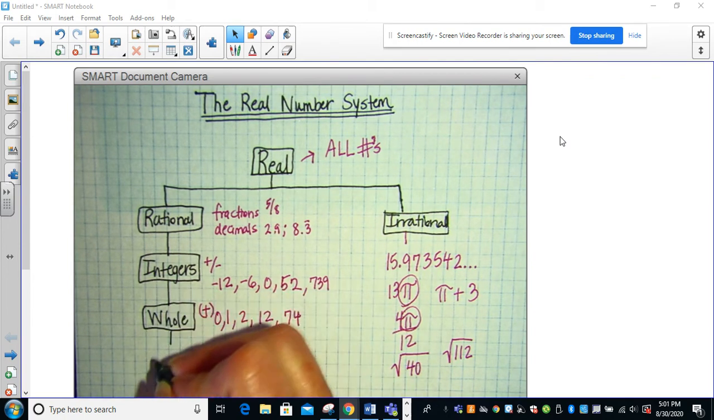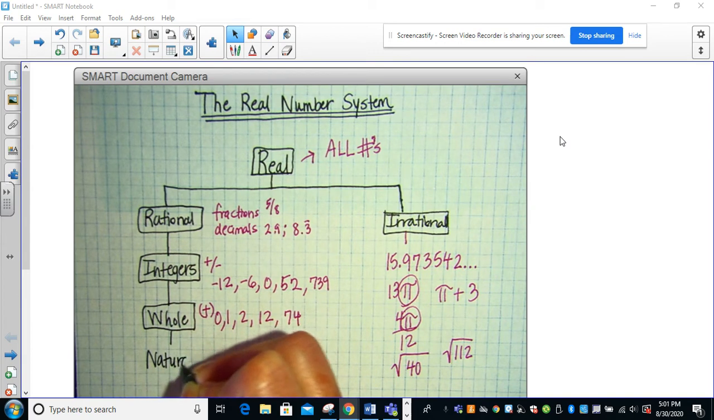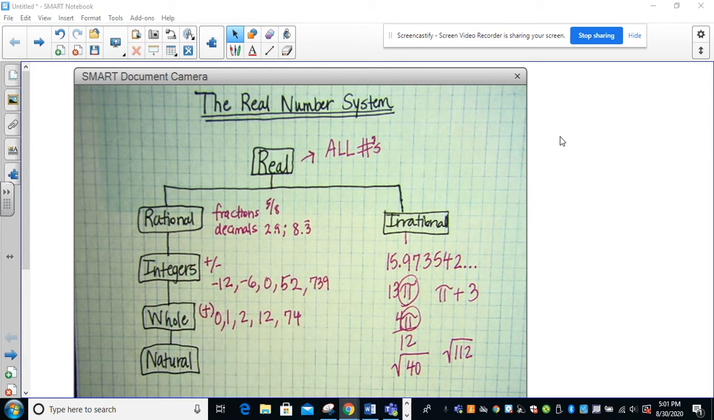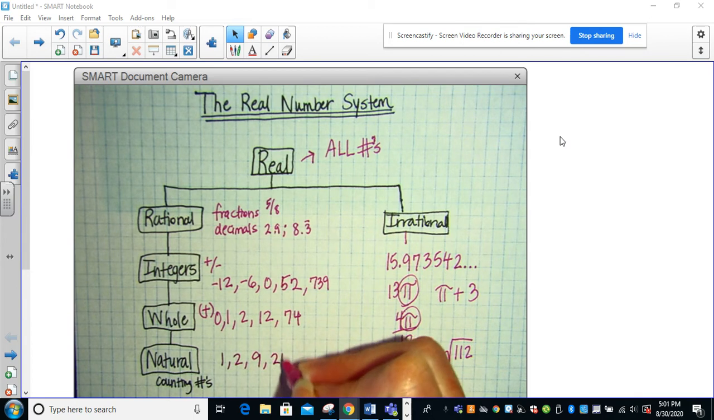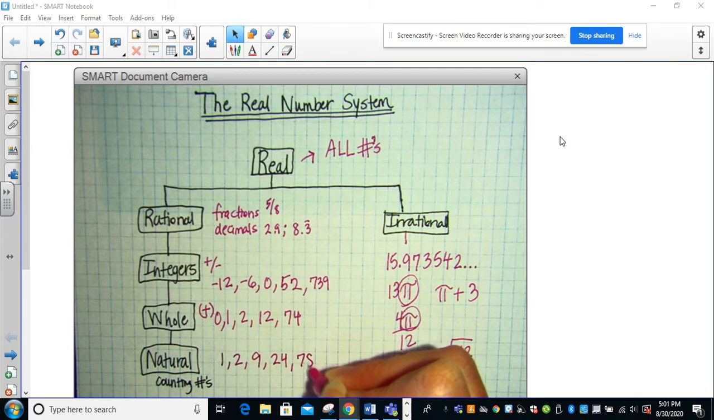And then finally, under that, we have natural numbers. And natural numbers are the ones you're most used to. That's your counting numbers. So the only thing that's different between natural numbers and whole numbers is the 0. So 1, 2, 9, 24, 783,294. All those are natural numbers.